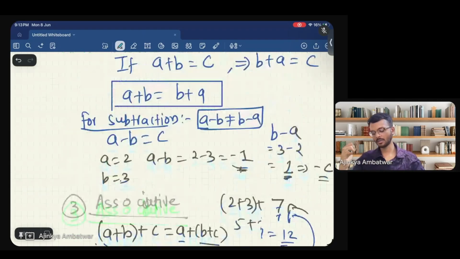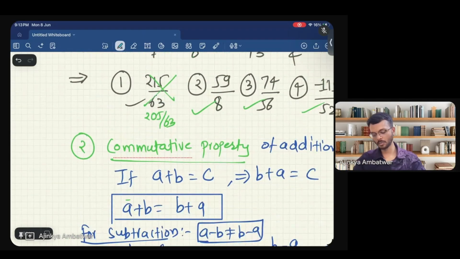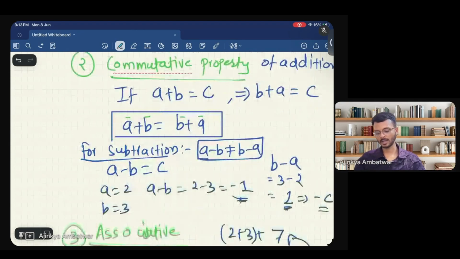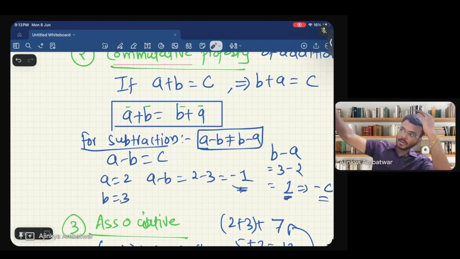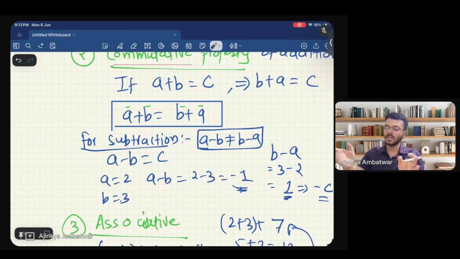That was commutative. 2 plus 3 is 3 plus 2. That is commutative property. You see right here, this is 2 and this is 3, for example. A is 2, B is 3. See, A and B are not some fancy things from different universe. They are just a way of writing.